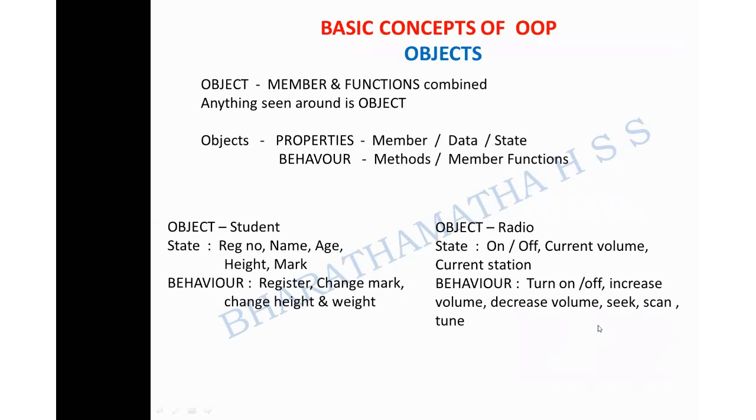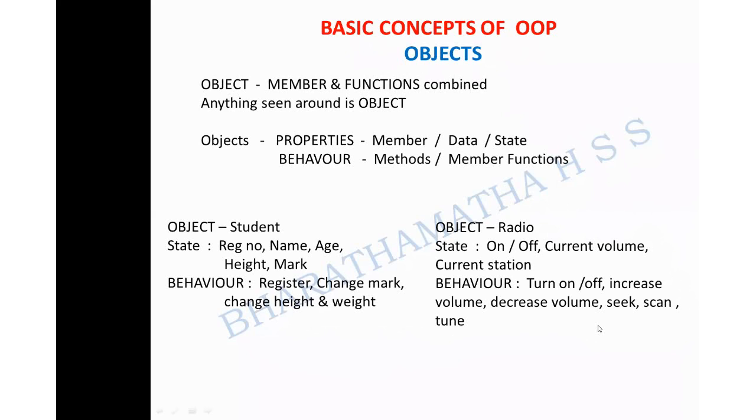So I told you the members and functions are combined. Anything that is seen around is known as an object. If we take any object, I told you, it has got its properties and behavior. Why these properties and why these behaviors? For example, as a human being, we ourselves can be treated as an object.